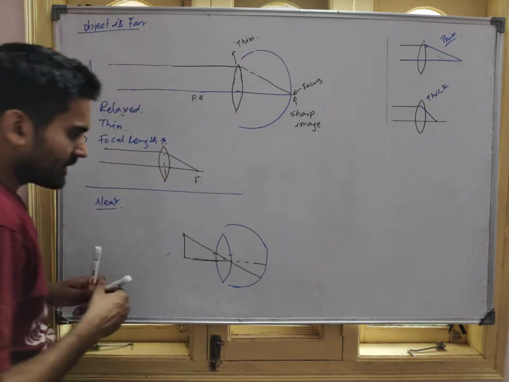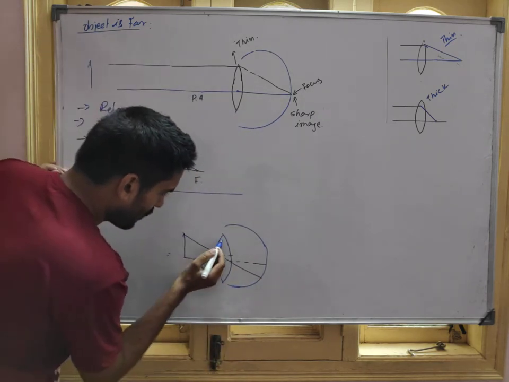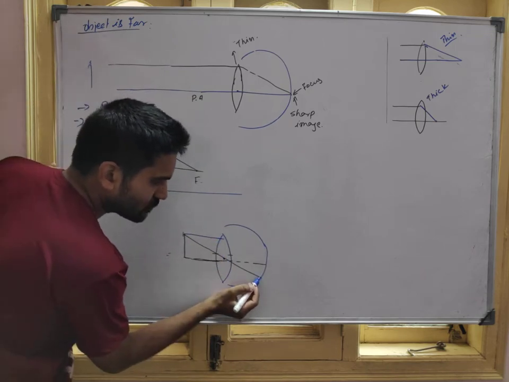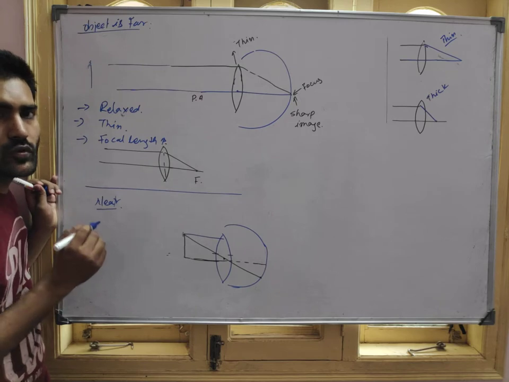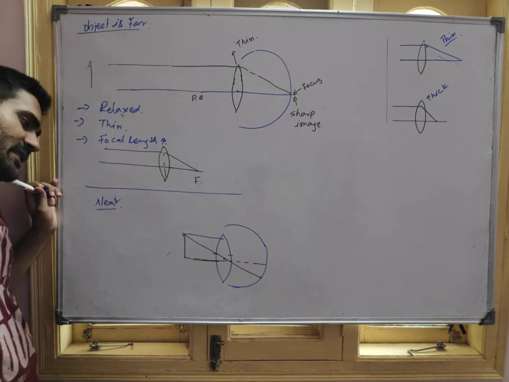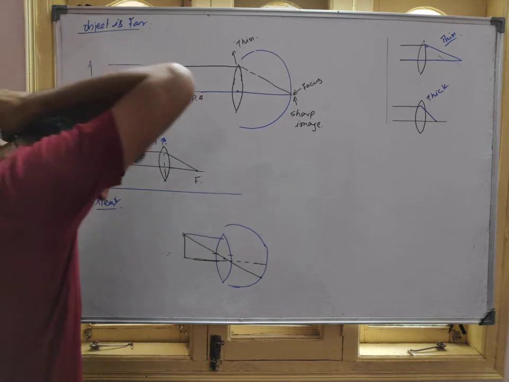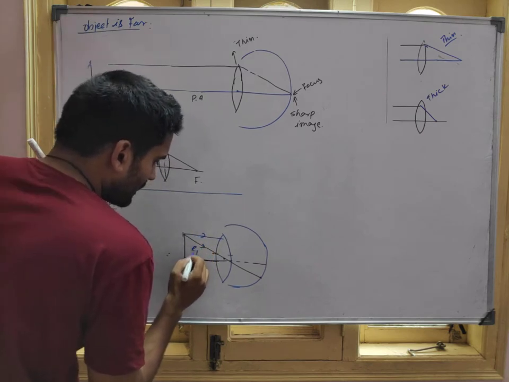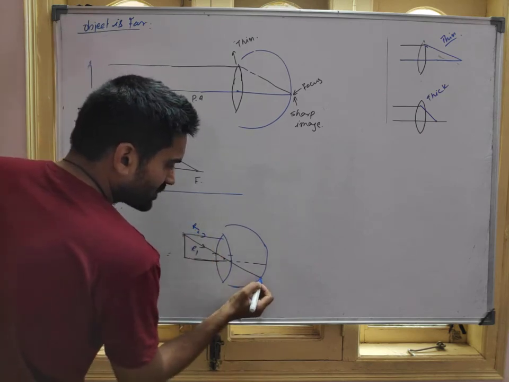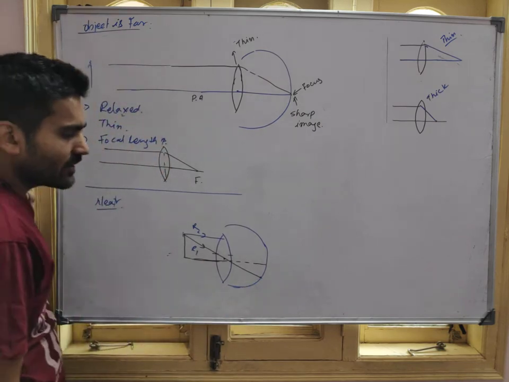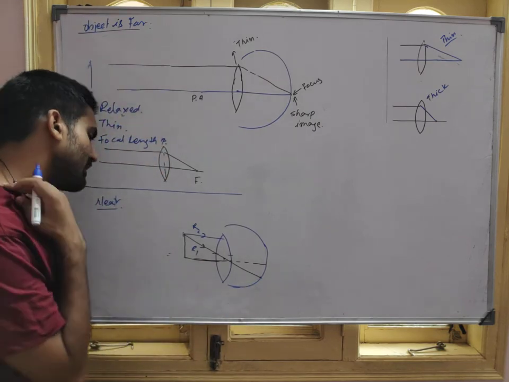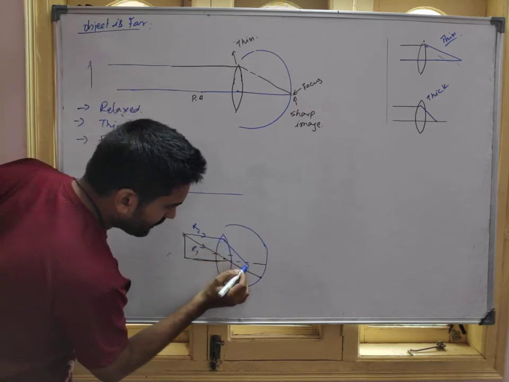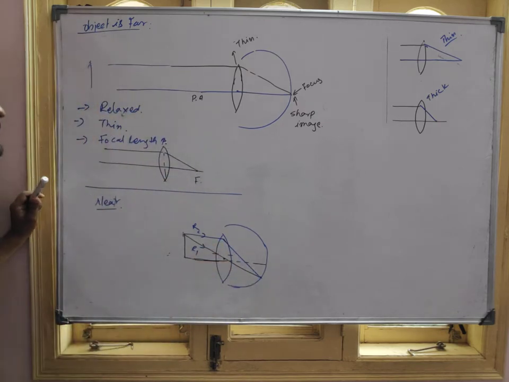Then one line has to go parallel, and it has to go to the retina. To get a sharp image, this line has to meet the other line. Let's say this is ray 1 and this is ray 2. These two lines have to meet at this point. Then only we will get the sharp image, right? So now the image will be formed like this.